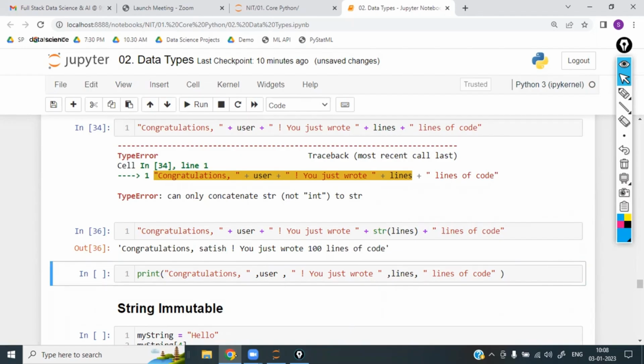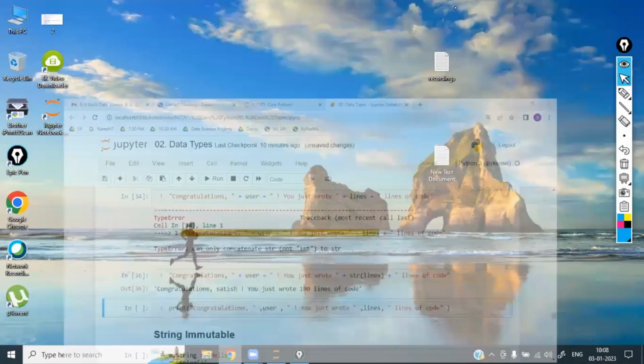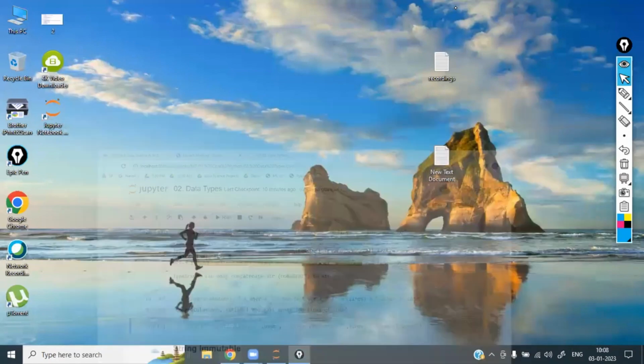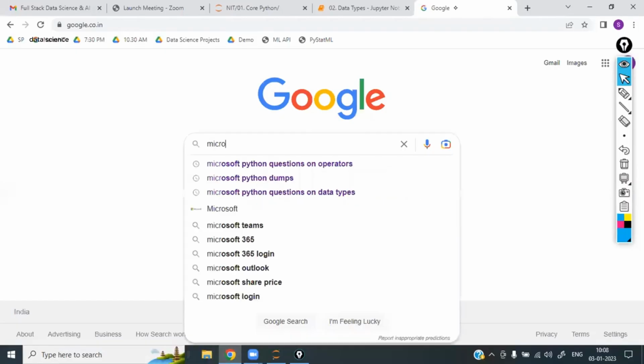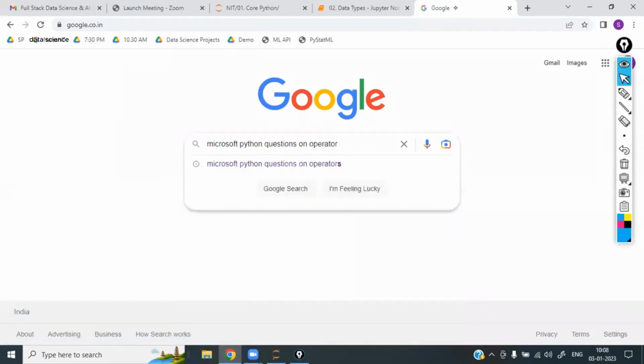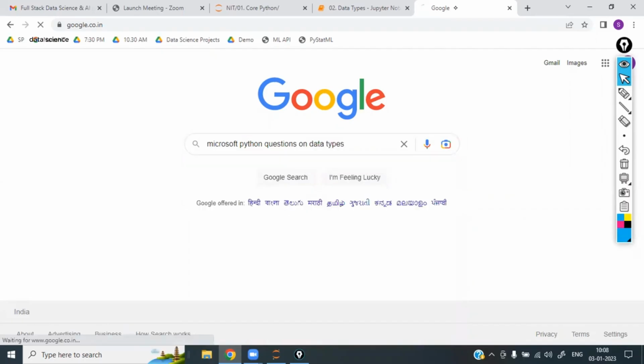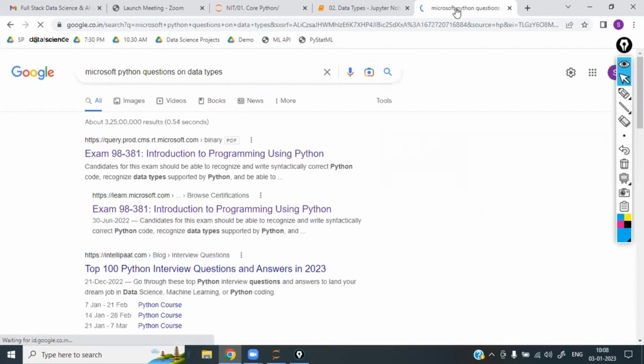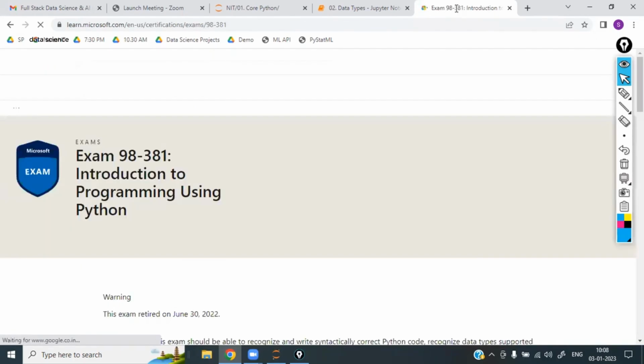As this same question was given in the Microsoft exam. If you want, you can check in Google also. Sir, how to get the Microsoft related questions? Just type in Google Microsoft Python questions on data types. If you want only data types, type only data types. So this is Microsoft. The exam code is 98-381. That is the subject code, right?